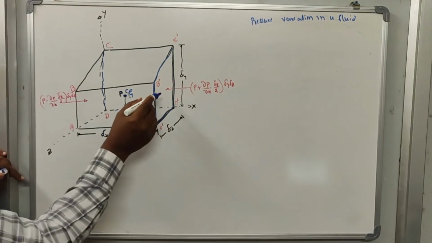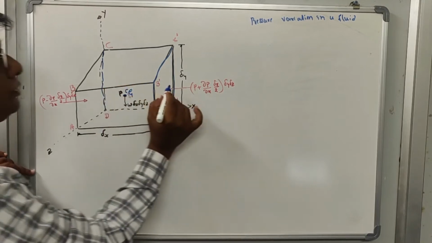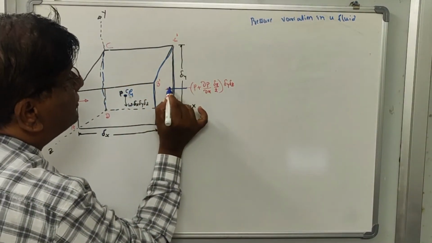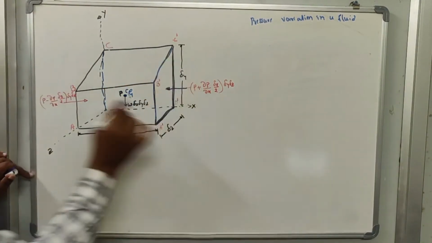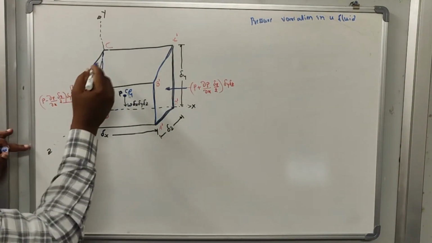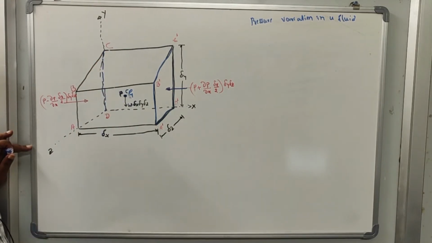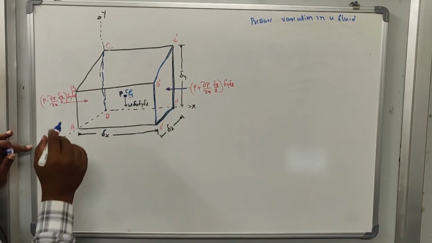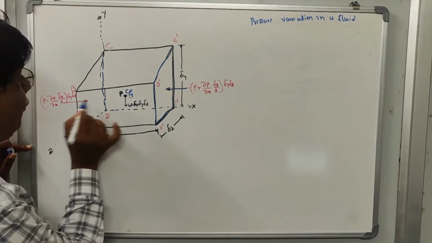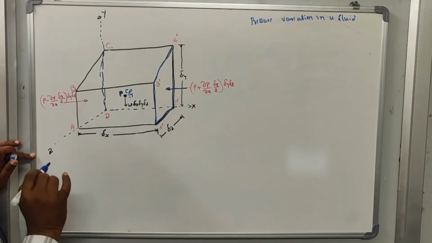Okay, this plane and its normal is also in the x direction. Then let us consider this plane A, B, C, D, and the pressure force acting on this plane in the x direction.